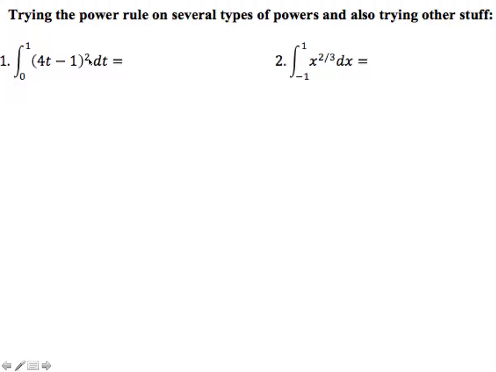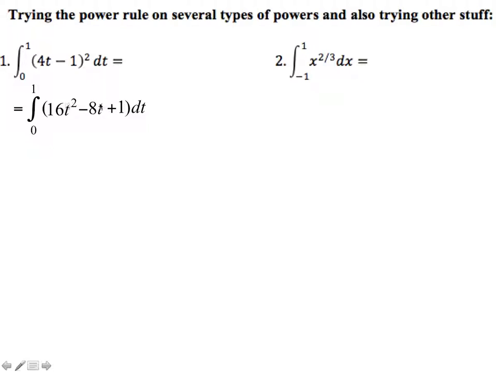And we do have a chain rule for integration, but it's not something we're going to talk about for a little while. So when we see something like this, the first thing we really want to do is FOIL it out. So that ends up being 16t squared minus 8t plus 1 dt. Notice the variable is t here. We just treat it like an x.